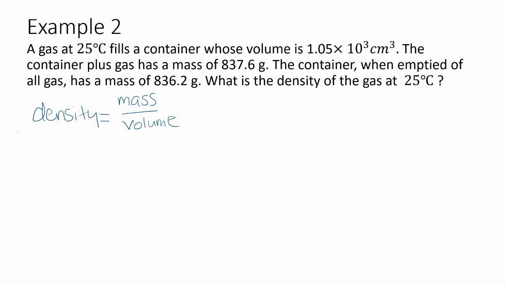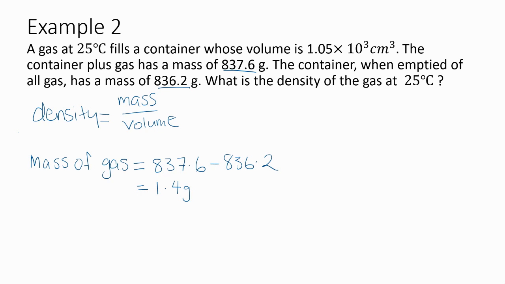First of all, this is our formula for density. We have density equals mass divided by volume. We have two recorded masses here: 836.2 grams and 837.6 grams. Now, to find the mass of the gas, we need to subtract the mass of the container by itself from the mass of the container plus gas. So the mass of the gas equals 837.6 minus 836.2. This is going to give us 1.4 grams.